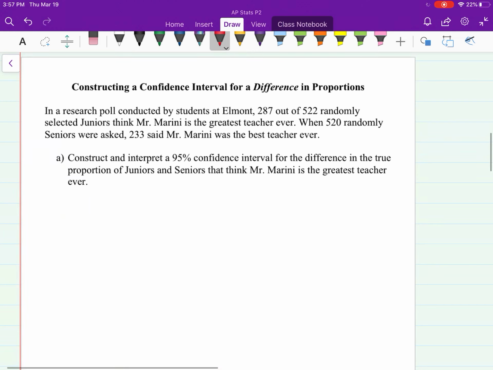Zoom in here. In a research poll conducted by students at Elmont, 287 out of 522 randomly selected juniors think Mr. Marini is the greatest teacher ever. All right, I think that number's a little low. When 520 randomly selected seniors were asked, 233 said Mr. Marini is the best teacher ever. So we can see here we actually have two different groups of students, some juniors, some seniors.